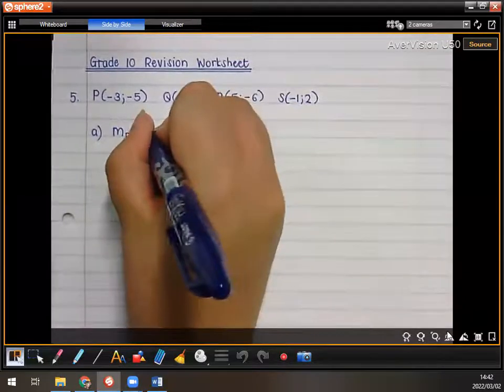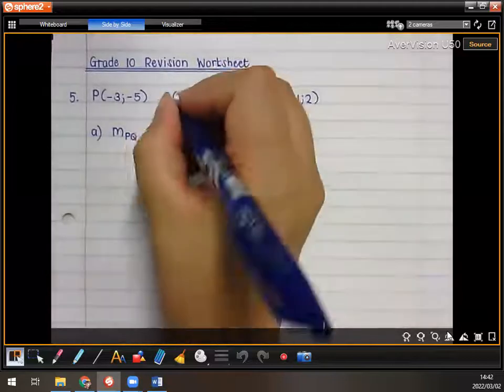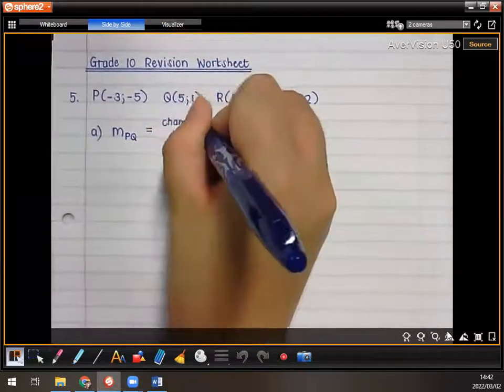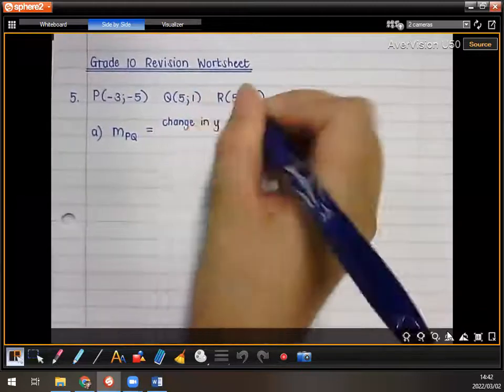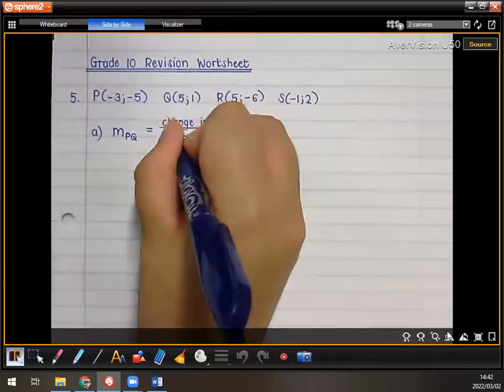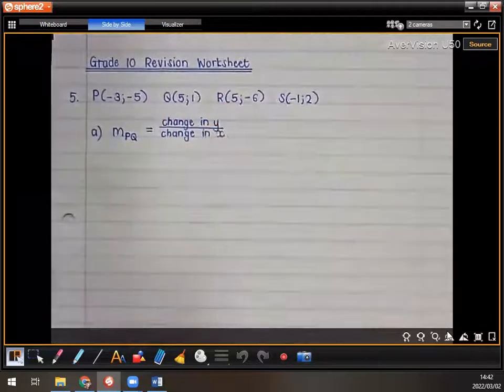But remember that gradient is always change in y over change in x. Okay, so I'm going to write that down. You don't have to, you can just sub it in straight away, but I just want you guys to see that formula. So change in y over change in x.